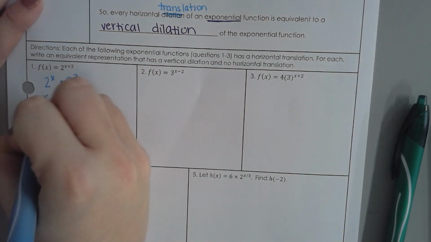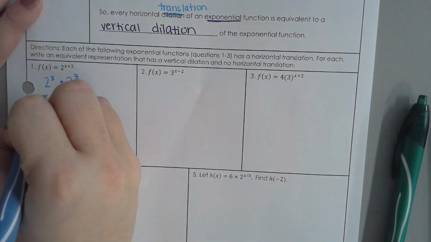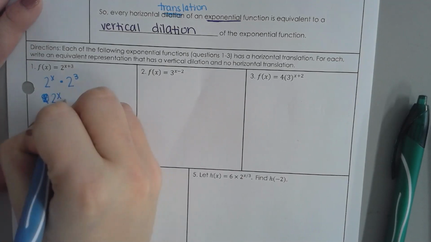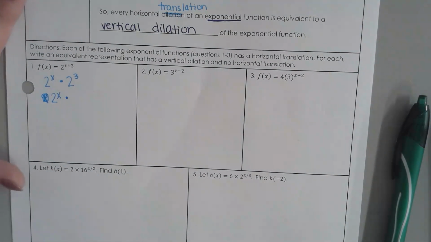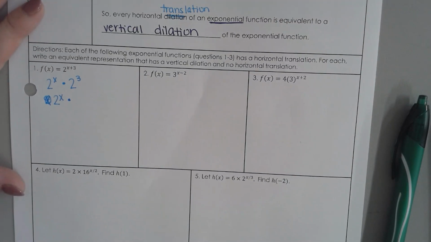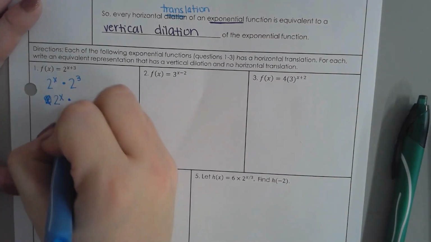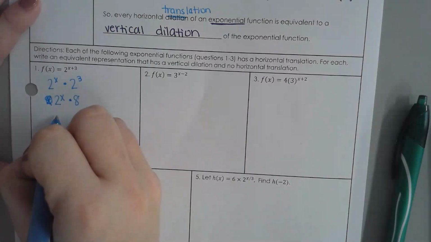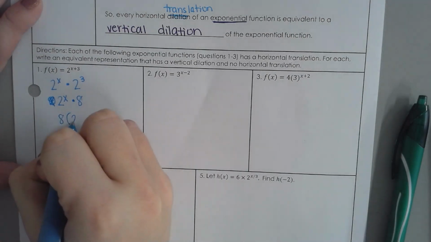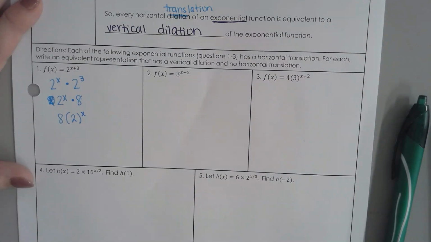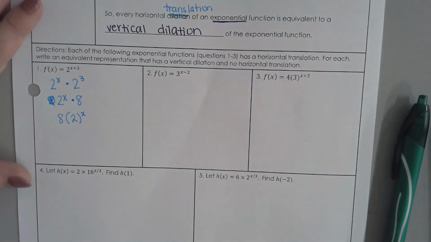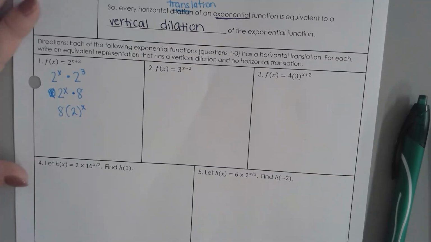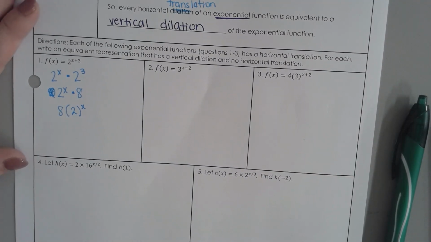And I know that 2 to the third is what? 8. So 2 to the x times 8 can be written like this, just moving the 8 to the front. If you're multiplying by 8, you can move it to the front. That's no big deal. Like 2 times 3 is the same as 3 times 2.